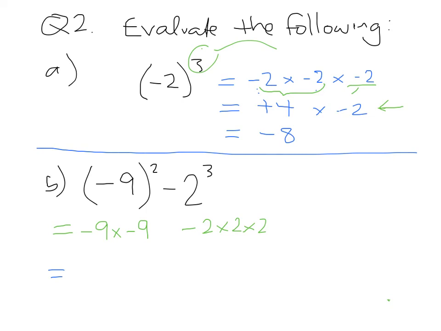So -9 times -9 is +81. So if we have -9 squared, that becomes +81. Then we've got our takeaway from here. And then 2 times 2 times 2 is 8. So our final answer is going to be +81 take away 8, which is +73. And that's the answer to part B of this question. And that's it for this slide.